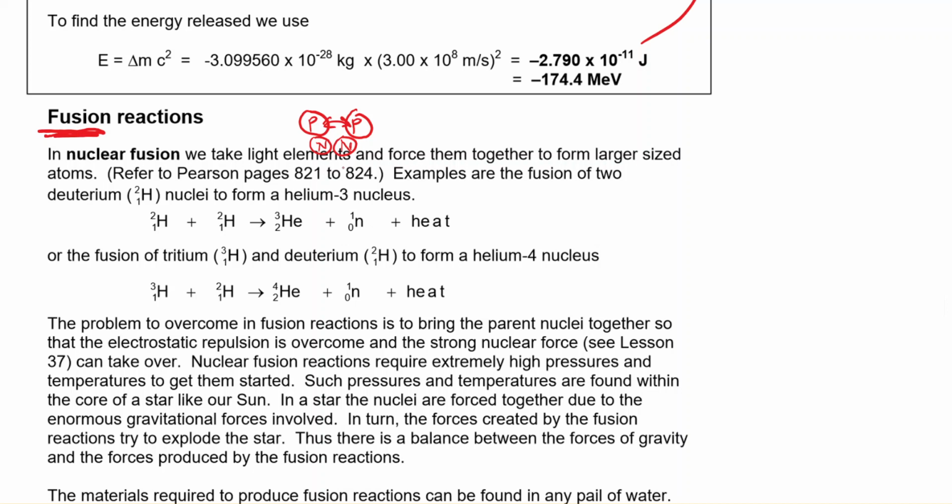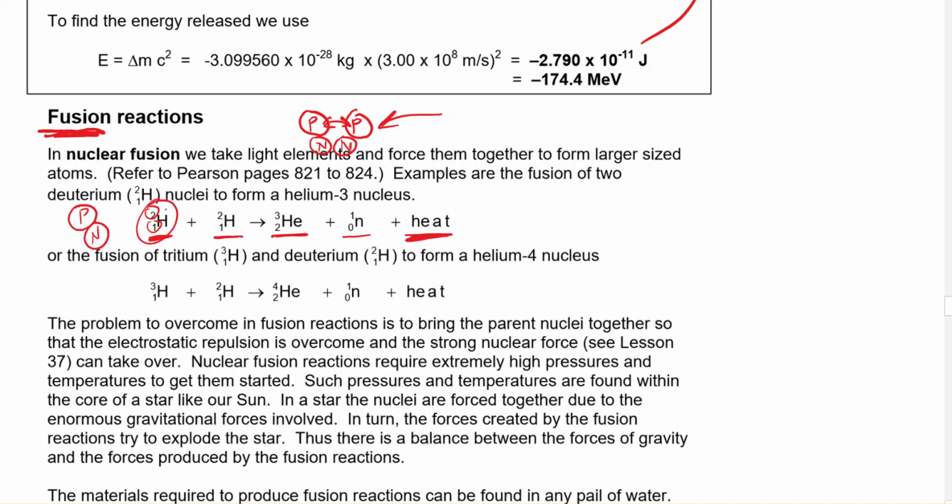My little picture there is pretty simplistic, since it actually happens in a few steps. But if you take something like deuterium, so that's hydrogen with one proton and another neutron, and then you bring two of those together, you end up getting not quite a stable helium, not helium-4 yet, but helium-3 plus another neutron. And then you get heat out of that.